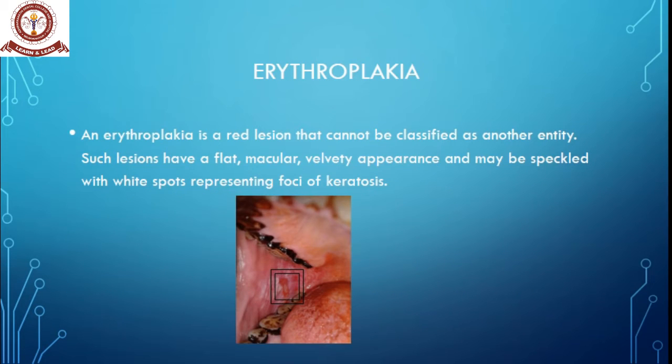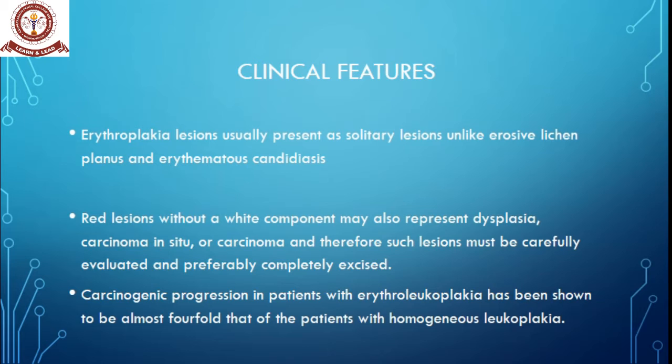Erythroleukoplakia is a red lesion that cannot be classified as any other entity. Such lesions have a flat, macular, velvety appearance and may be speckled with white spots representing foci of keratosis. In the given picture, we can see a white lesion with a red lesion in the center. Again, the red lesion has an ulcerative spot in its center. This is one of the presentations of erythroleukoplakia.